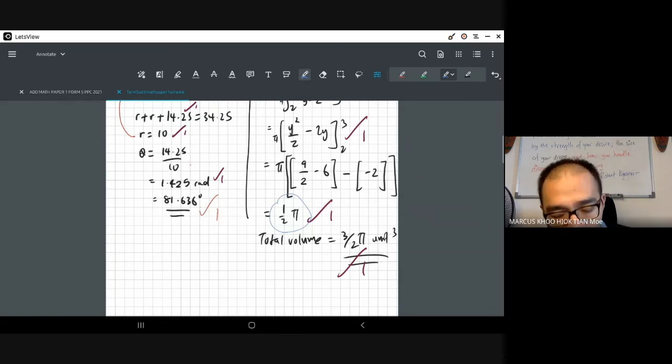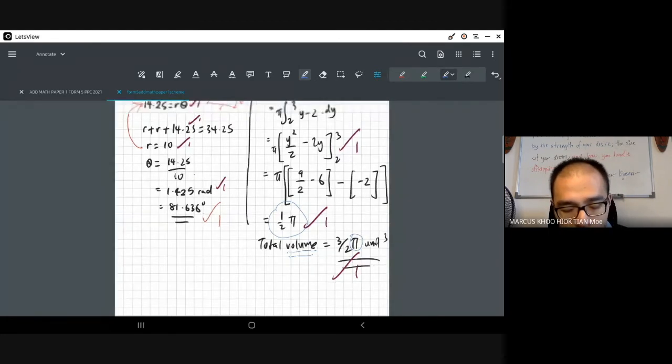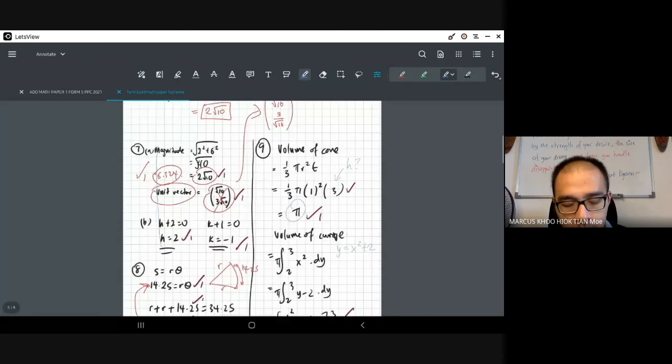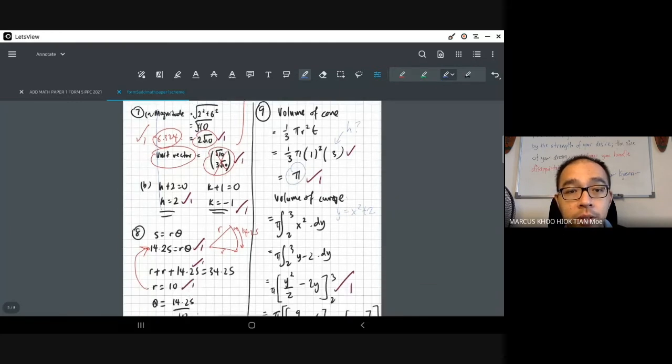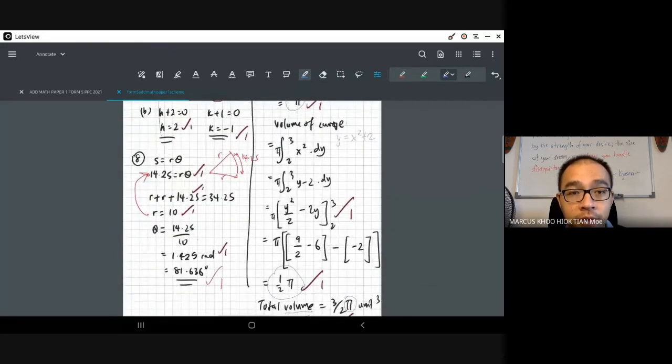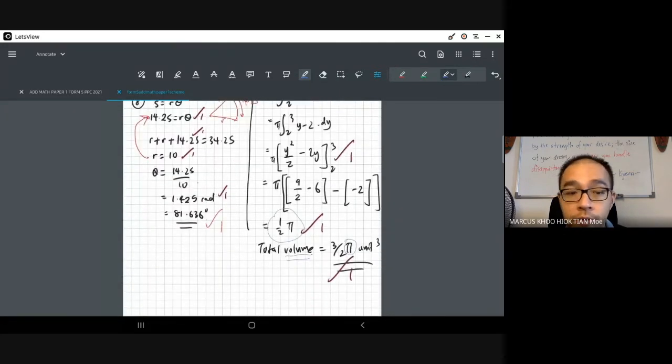Always remember that when you're answering volume questions that involve integration, just leave your answer in terms of pi. No need to substitute 22/7, no need to trouble yourself that much. So this is the first part, the volume of the cone. This is the second part, the volume of the curve, and then you add both together.